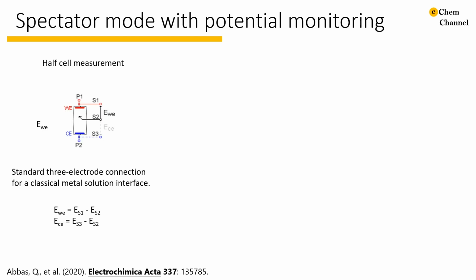In the half-cell measurement, we usually only want to have the information of the working electrode and apply a counter-electrode that is overweight to balance the charge stored in the working electrode. So we apply a standard three-electrode connection. Here, the potential of the working electrode is the potential difference between the working electrode and the reference electrode. That is S1 minus S2.